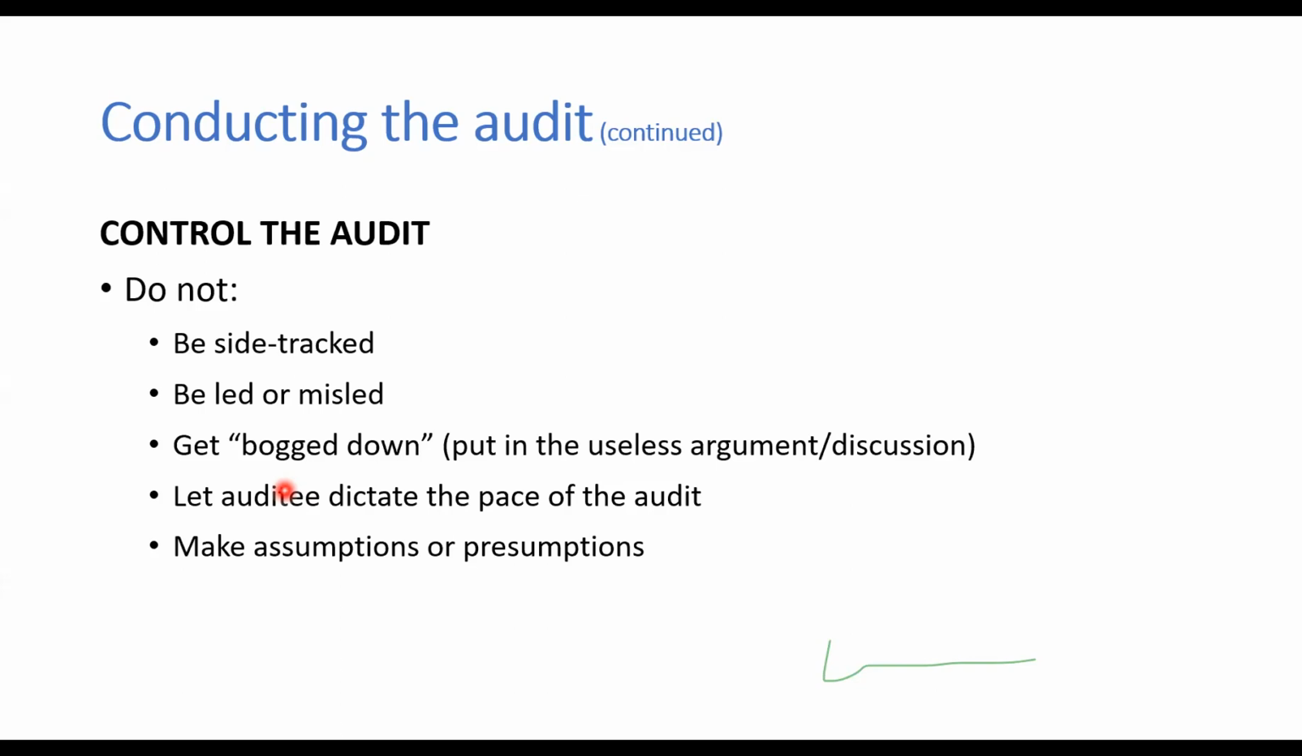Don't get bogged down. Bogged down means getting involved again in useless discussions and arguments that are not part of your audit scope or your audit criteria. Don't get involved in such kinds of activities which are wasting your time.